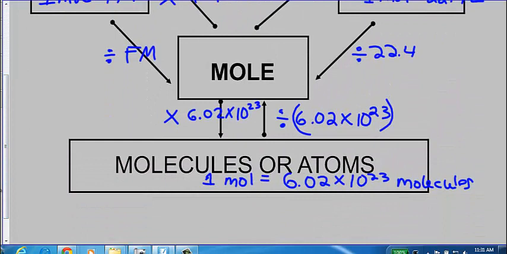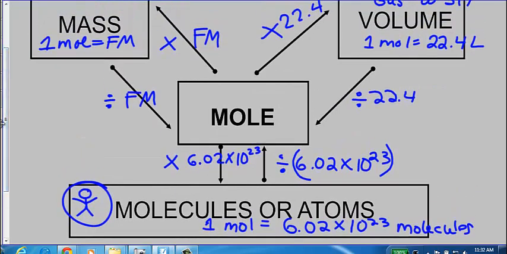Start with what you're given. So we are given molecules. So we are here, right now, in the molecule store. And they want us to go here. They want us to go to mass. So follow the arrows to get there, right? First thing you're going to do is go toward moles and divide by 6.02 times 10 to the 23rd. So let's just write that down.